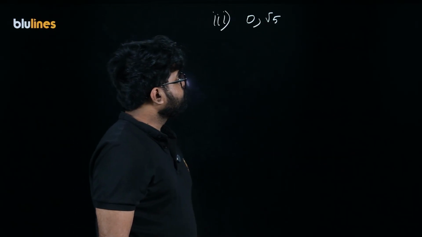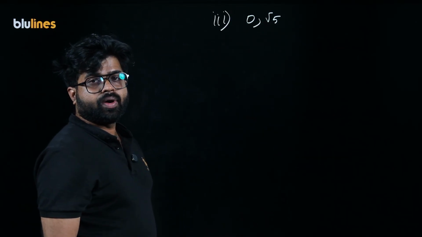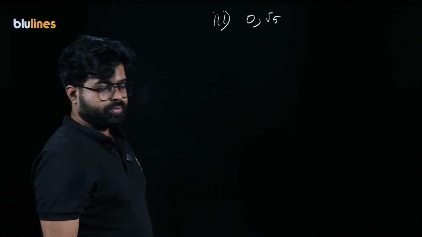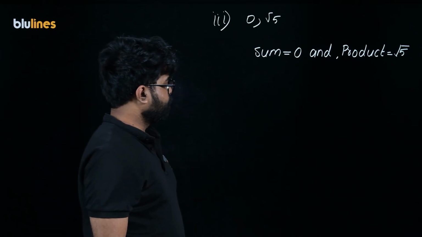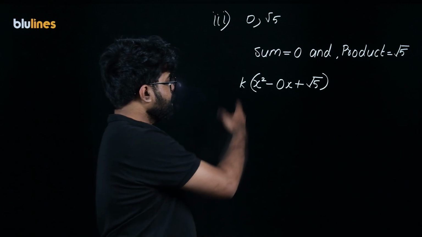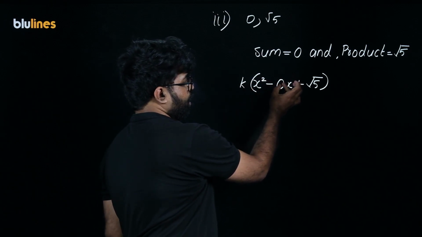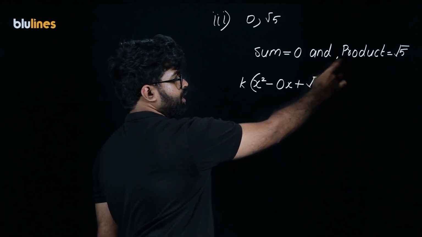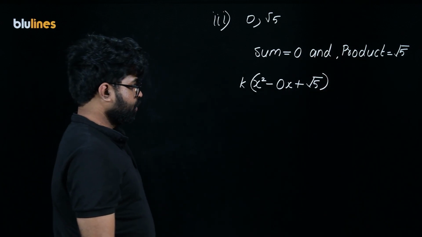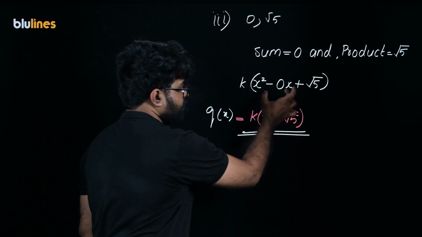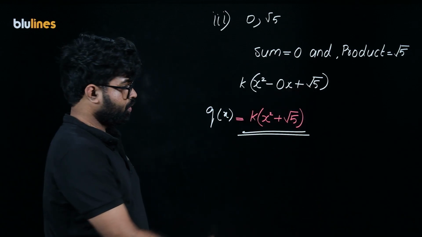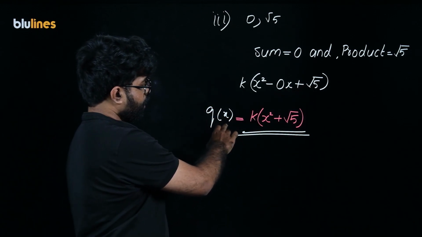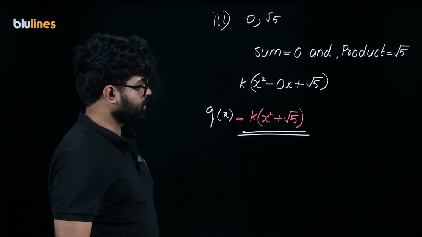Okay, next one, the sum of the roots is equal to 0 and the product of the roots is equal to root 5. So we can write that in the form k into x square minus the coefficient of x, which is 0, plus the product alpha beta, which is root 5. So we have k multiplied with x square plus root 5. So the next polynomial will be of the form q of x is equal to k into x square plus root 5.